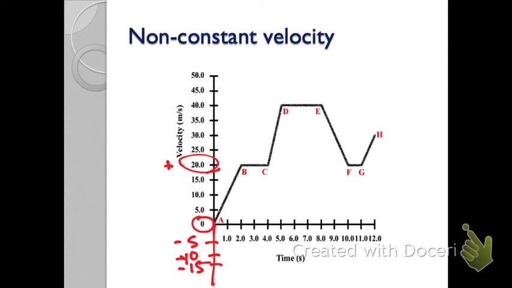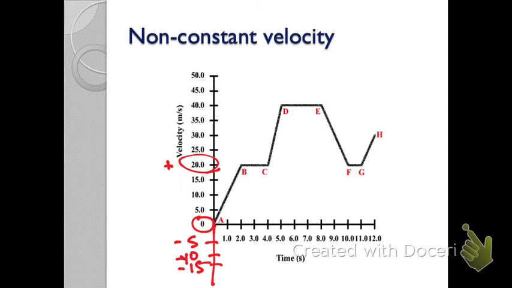Okay, from B to C, what's happening? I'm at constant velocity. I'm not stopped, but I've got cruise control set, right? So I'm moving at a constant speed or a constant velocity of 20 meters per second. From C to D, what am I doing? Speeding up, still moving in the positive direction. From D to E, constant velocity, right? Or cruise control. Then from E to F, what am I doing?